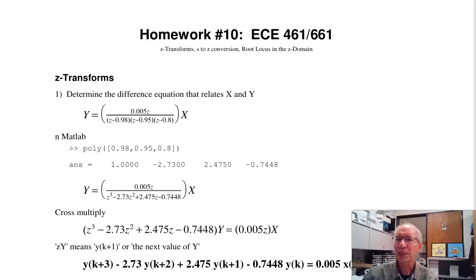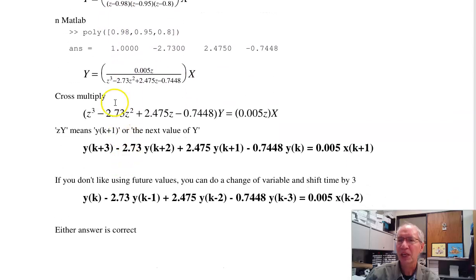Now the first problem is if I have a transfer function in z, what's the difference equation relating x and y? Now what we did before is have transfer functions in s. S is the Laplace operator, s means derivative. Z means next value for difference equation. So the trick here is multiply out the polynomials, cross multiply, and then note z means next value.